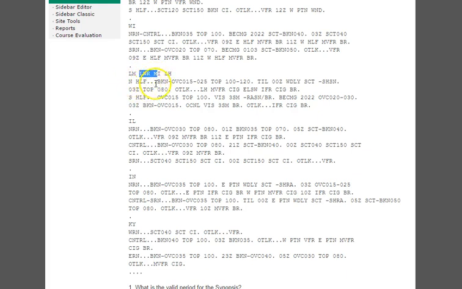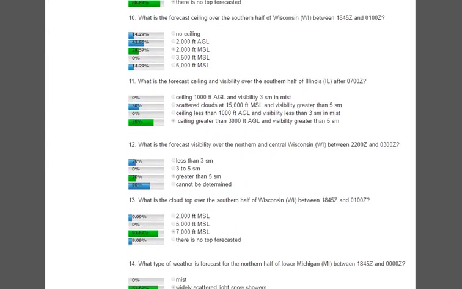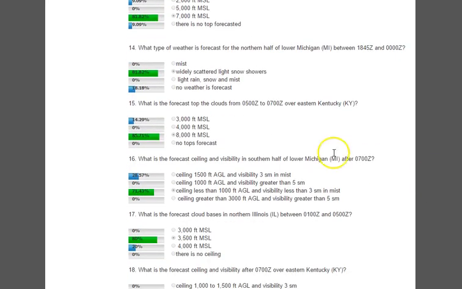So it says northern half, and it says broken overcast, and then tops at 10 to 20, and then until 0 Zulu, from 1845 till 0 Zulu, widely scattered snow showers. So I think the answer is widely scattered snow showers for that one. And that is correct. Number 14, widely scattered light snow showers.